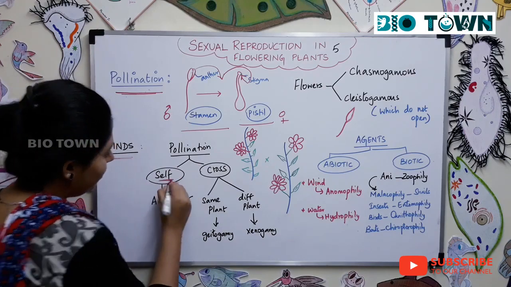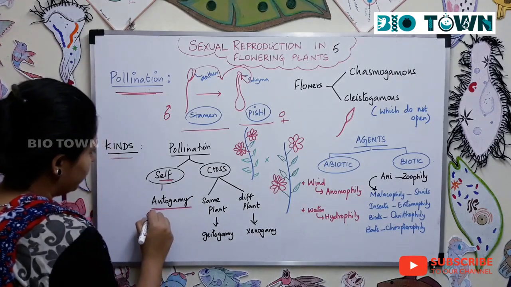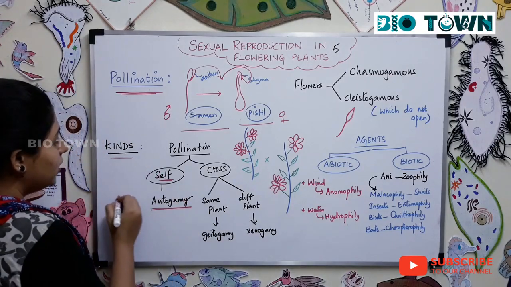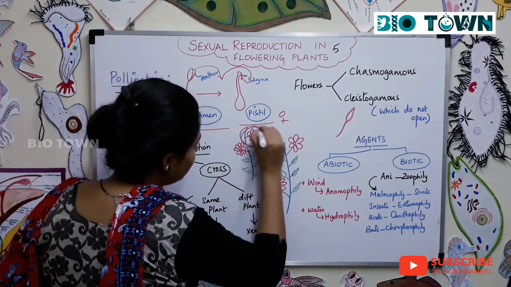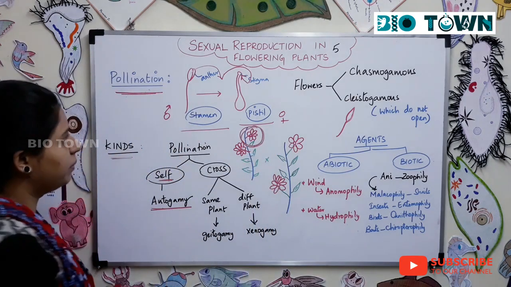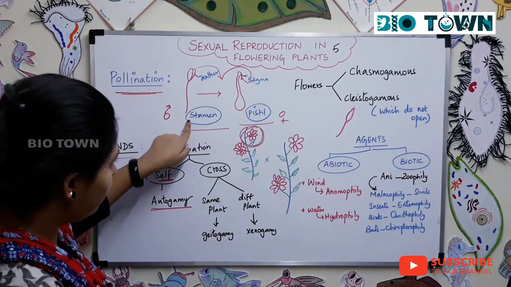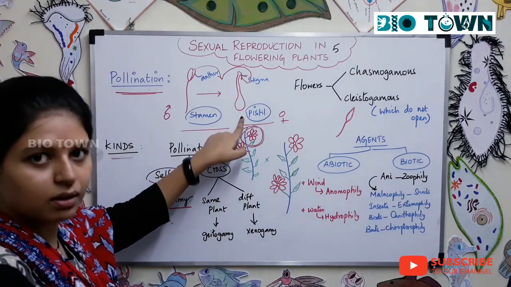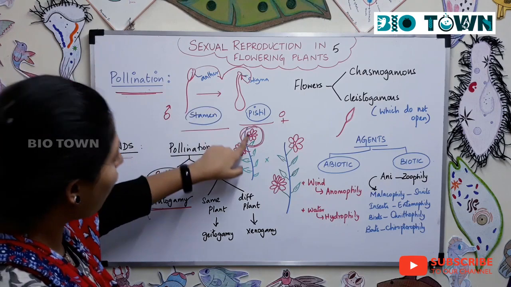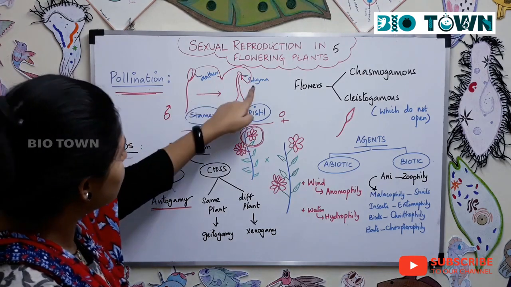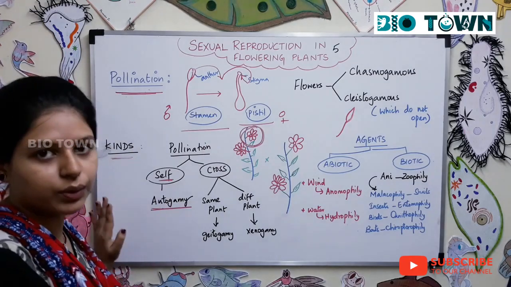So the term self is within the flower. You call it autogamy, which means when the pollination happens in the same single flower, you call it autogamy. For example, this single flower will have a stamen as well as a pistil. Right? Now the transfer of pollen grains from the anther of a flower to the stigma of the same flower, that you call autogamy.